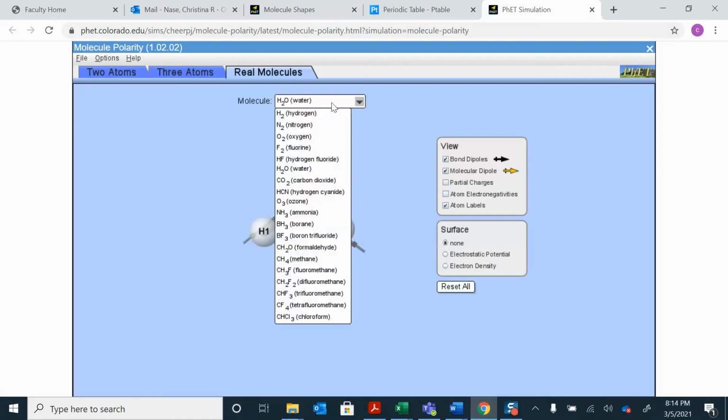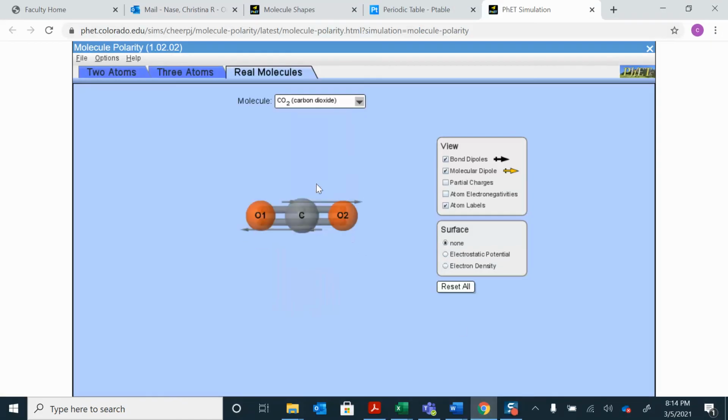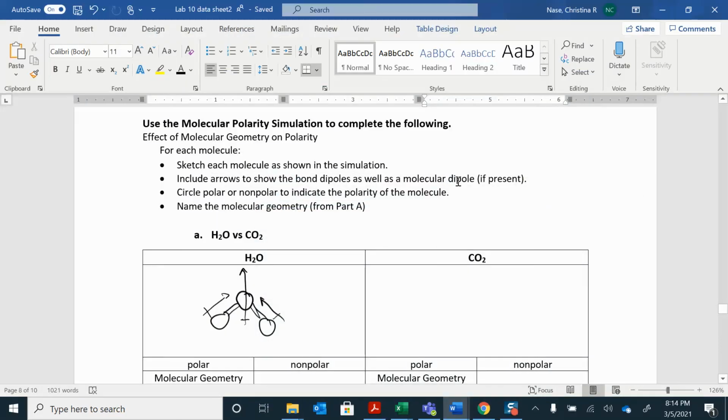Let me go back and show you one that is not polar. So you can see this is the default, and then if you put on the bond dipoles, you can rotate this around the bonds. You can see that the CO bonds on both sides are equal. They're 180 degrees from each other, so they're going to cancel each other out. And when you say display the molecular dipole, it's not there, because it's non-polar. So if these two bond dipoles cancel each other out, then you're going to end up with something that is non-polar. So you're going to draw that one.